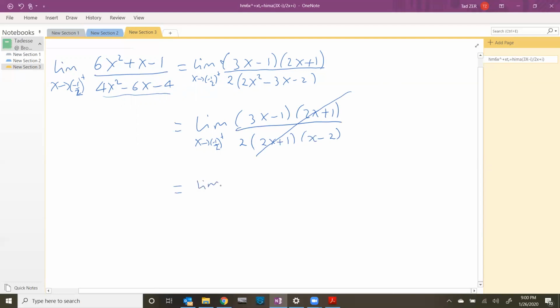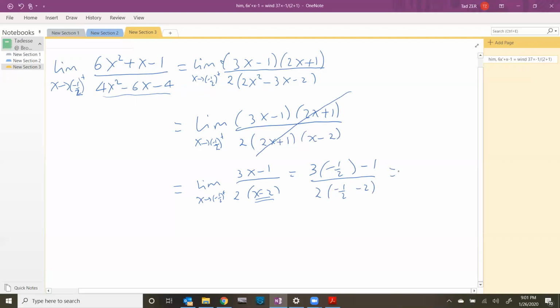So what do I have now? Remember, it has nothing to do with the limit. We are simplifying expressions. Why was I able to cancel 2x plus 1? Because it says x is sufficiently close to negative half from the right, but not equal to negative half. So I have 3x minus 1 over 2 times x minus 2, as x approaches negative half from the right. Now, because the zero of the denominator here is 2, but we are approaching negative half, the limit becomes the value: 3 times negative half minus 1 divided by 2 times negative half minus 2.